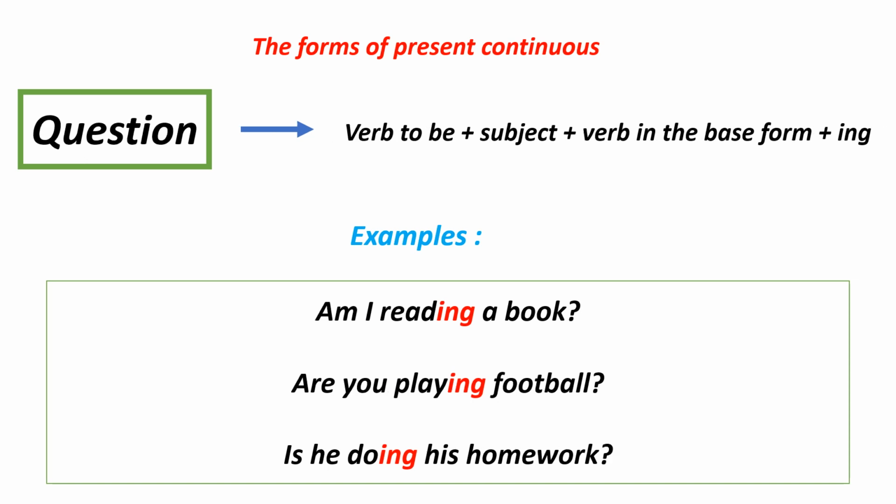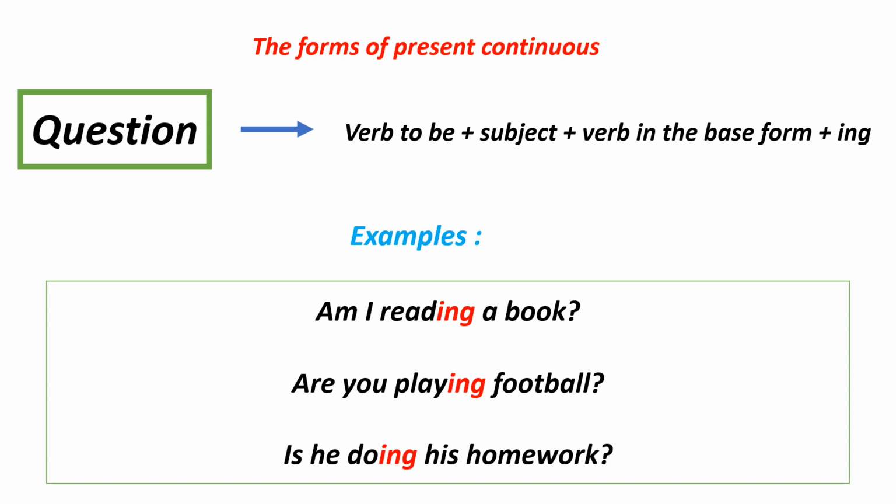Now we'll move to the last form in the present continuous tense, the question form, or the interrogative form. If I want to make a phrase in the question form, I must have a subject and the verb to be. But this time, I invert them. I start with the verb to be, then the subject. Okay? Then a verb in the base form, then ing. And don't forget the question mark. For example, am I reading a book?